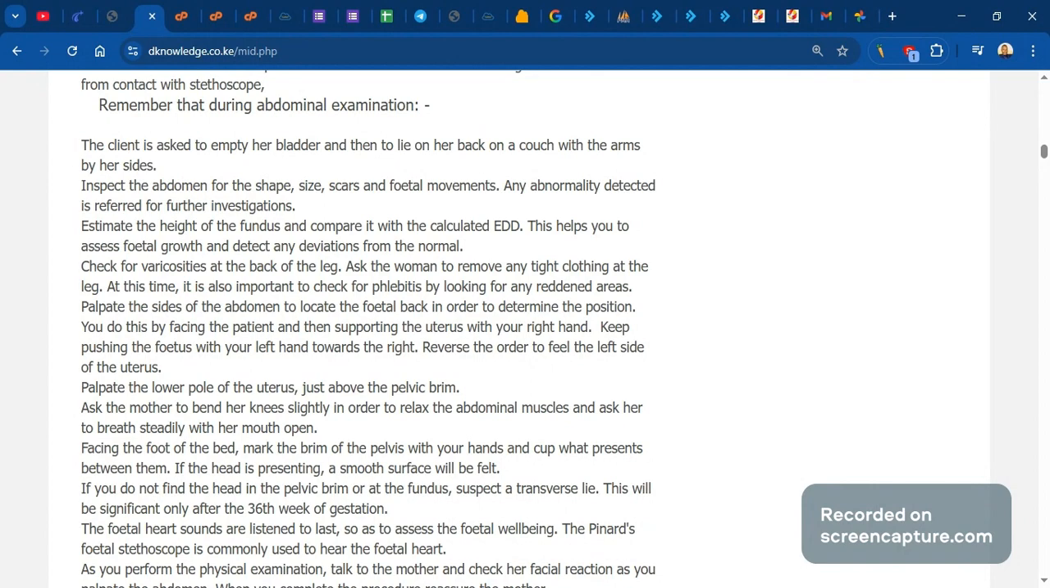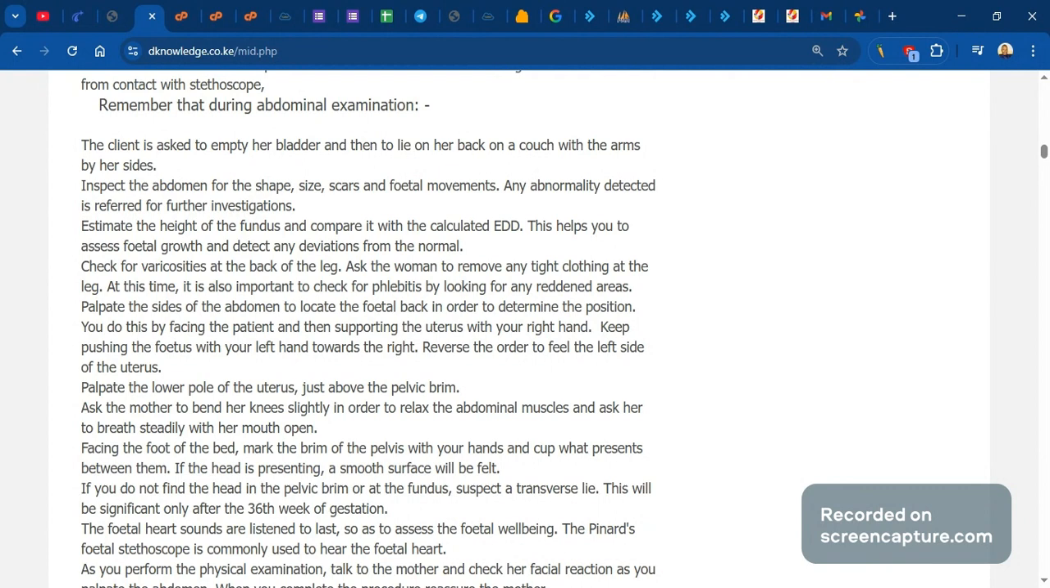Palpate the side of the abdomen to locate the fetal back in order to determine the position. Okay. So once you get the part of the fetus which is plain or regular and has no protrusion of parts, limbs, that is always the back. When you are palpating the front of the fetus, you realize there are protrusions, they are limbs. Okay, so it's irregular. So you do this by facing the patient and then supporting the uterus with your right hand, and then you keep pushing the fetus with your left hand toward the right. Reverse the order to feel the left side of the uterus.